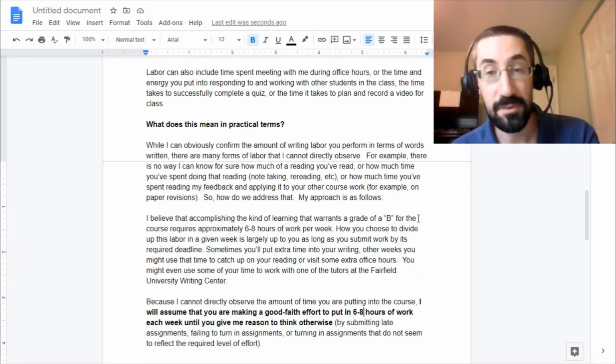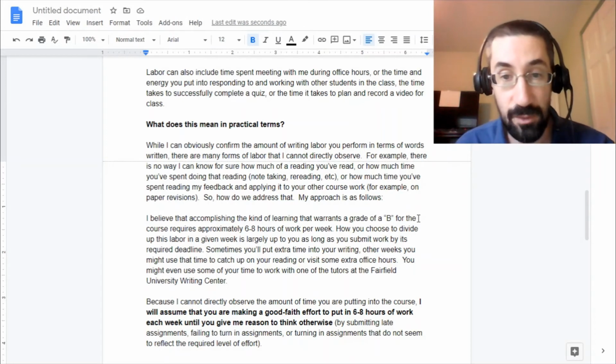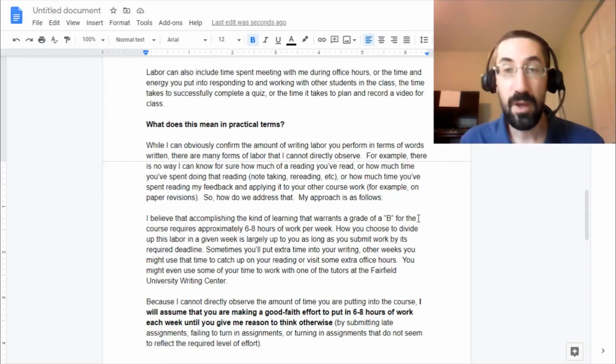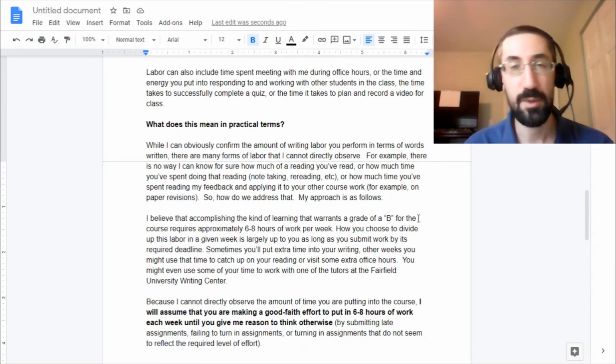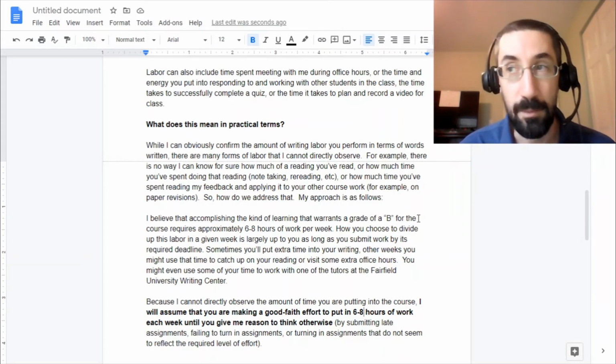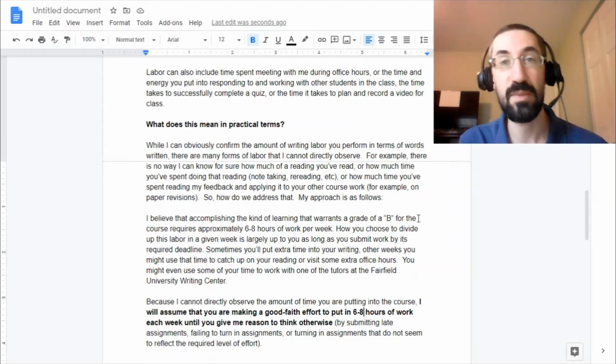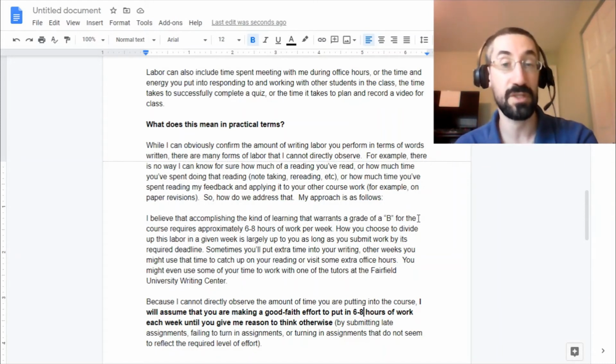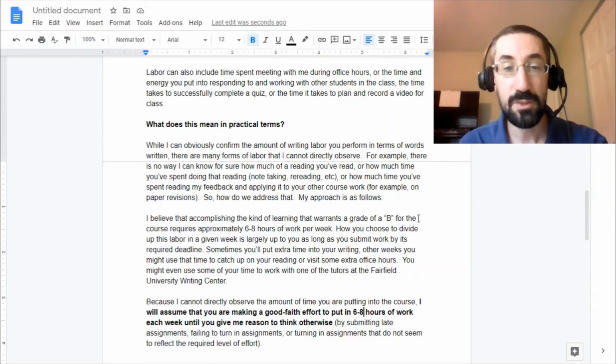The module maps will give you some guidance in terms of the required stuff that you need to be doing. But beyond that, it'll be up to you to determine, maybe you put some extra time into reading, some writing, meetings, research, office hours, even maybe meeting with a tutor at the Fairfield University Writing Center. And so this is really important.